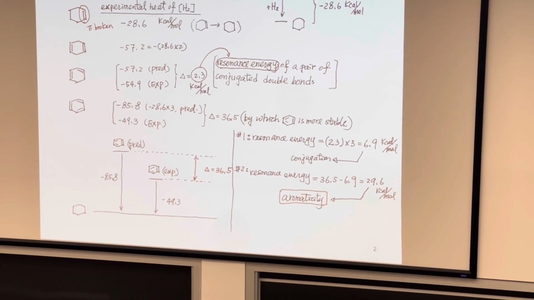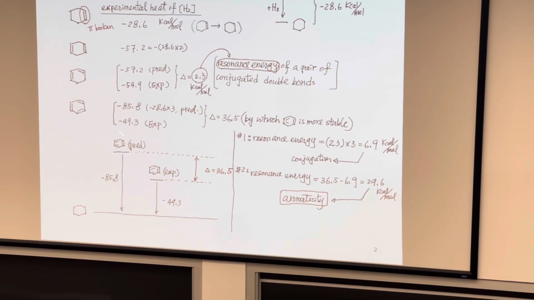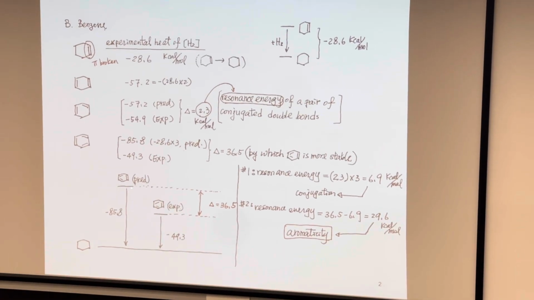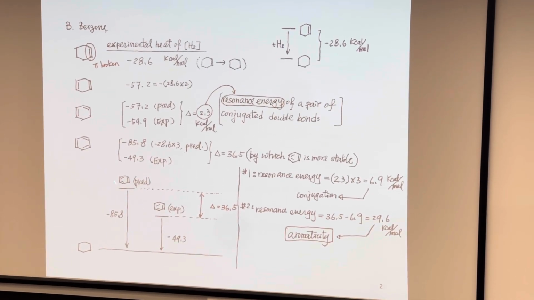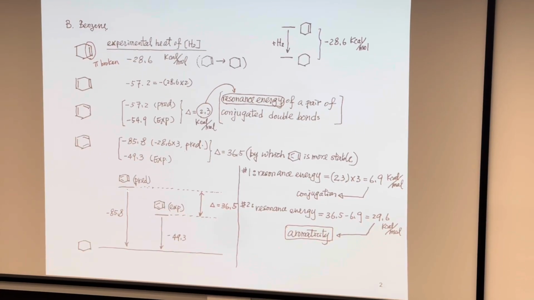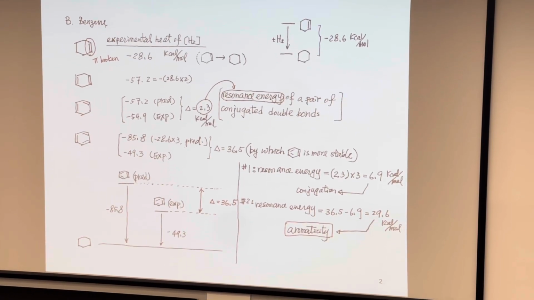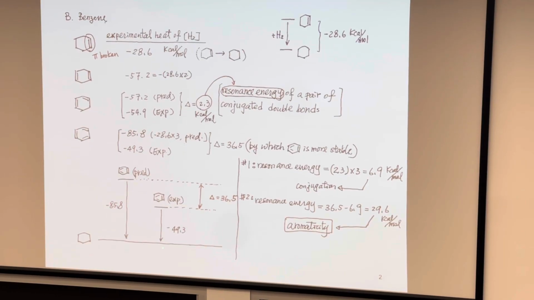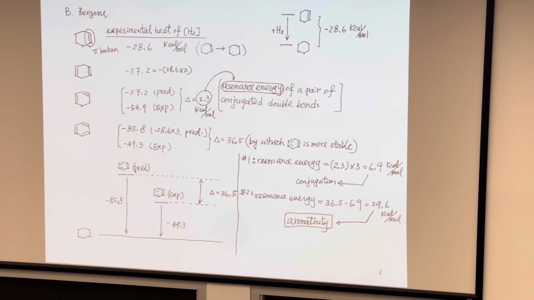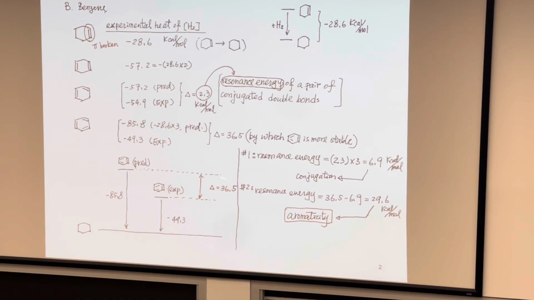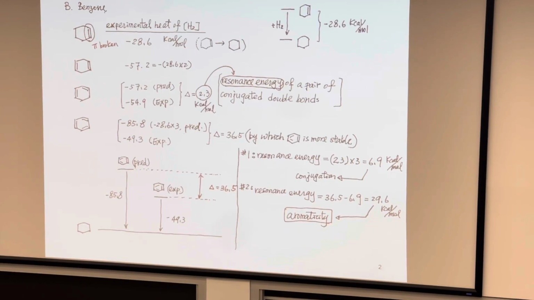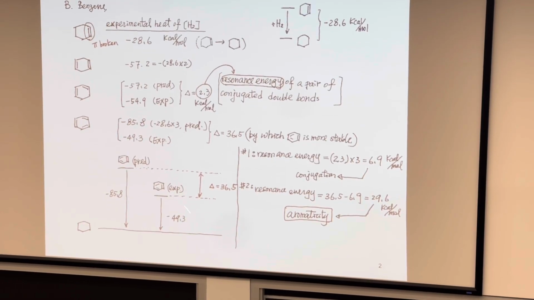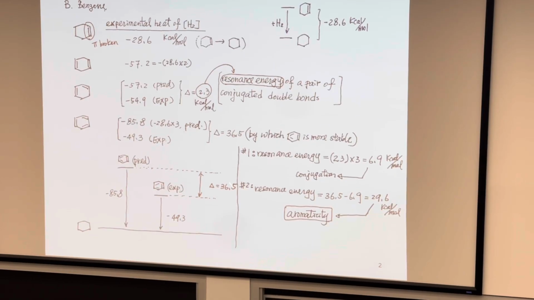Okay? And then how about the experimental results? Here we go, 49.3. So we're supposed to release 85.8. That is the benzene, the predicted energy released. But now the molecule only released 49.3. What is the difference? The difference is 36.5. So benzene is way more stable than what we expected. So that is the energy stabilized.